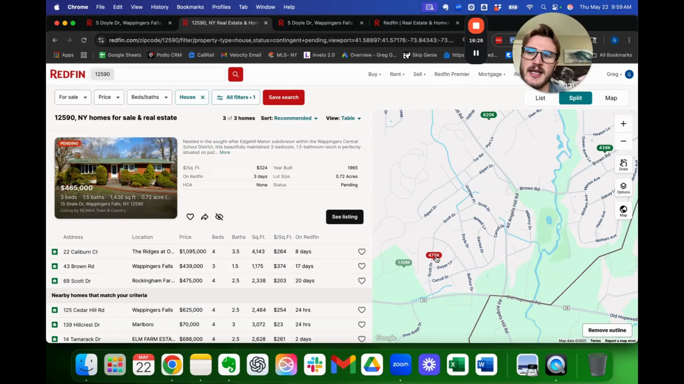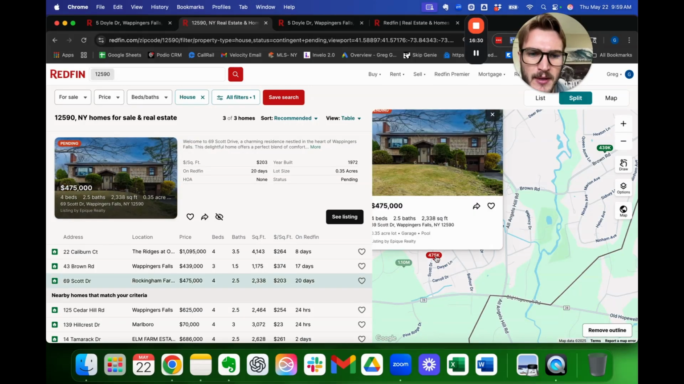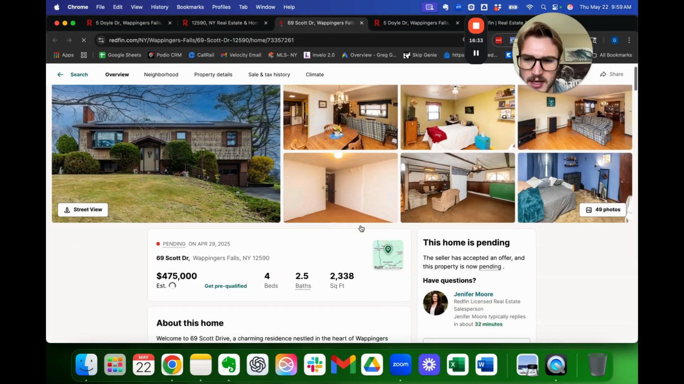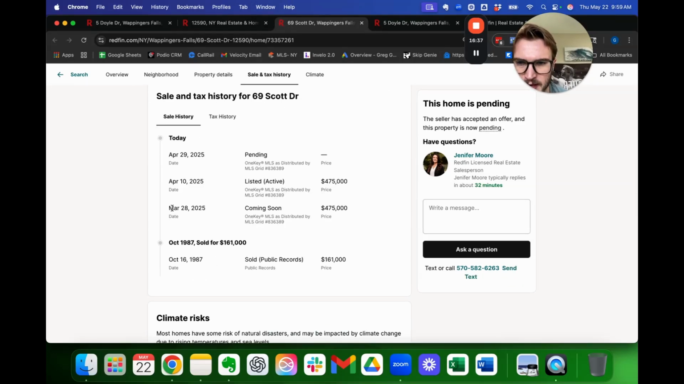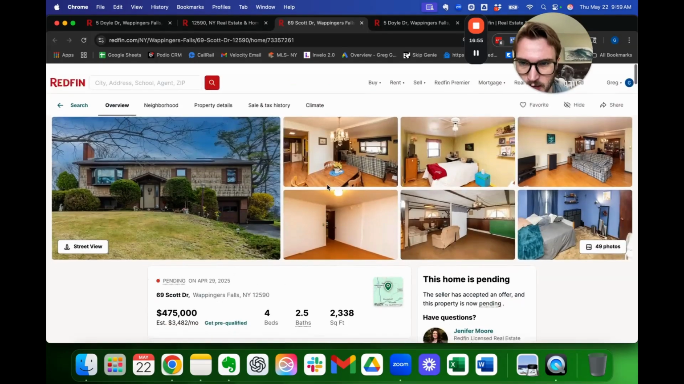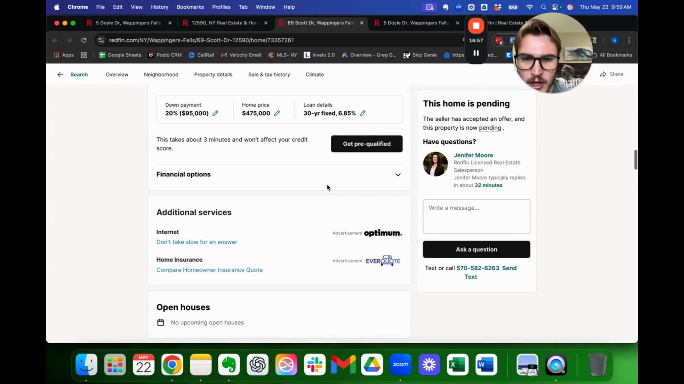One more thing you want to look at, when you're looking at properties that are pending or sold, is how long did they take to go pending, and then how long did they take to sell. So for example, this property here that's pending at $475 on Scott Drive, it looks like they listed the property in March of 2025, so 2 months ago, for $475, and literally 10 days later they went pending. And in New York, that's quick because you have to get attorneys involved. So this thing basically went pending instantly. There's probably multiple offers. It's probably pending at more than $475. I'm assuming it's probably pending at $485, $490.